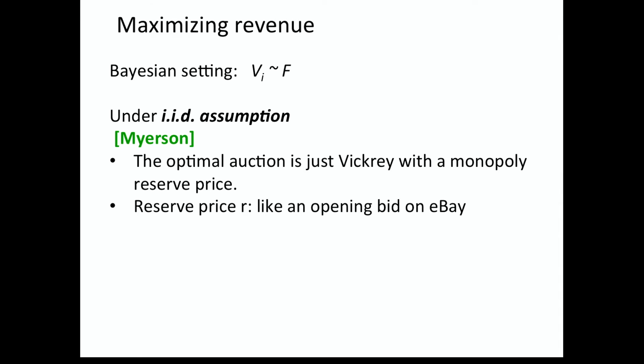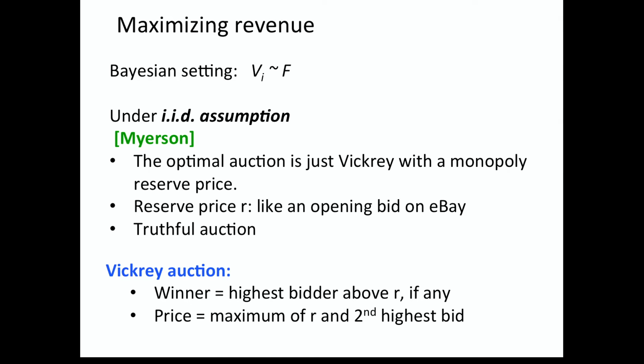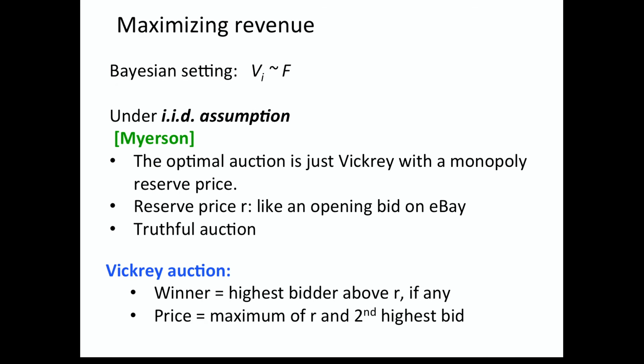So the reserve price is like an opening bid on eBay. And what that means essentially is that nobody can win the auction unless they're willing to pay at least that much. And what the Vickrey auction does is it gives the item to the highest bidder above the reserve price, if there is any, and it charges that person the maximum of the reserve price and the second highest bid. And this is the optimal thing you can do in this setting.